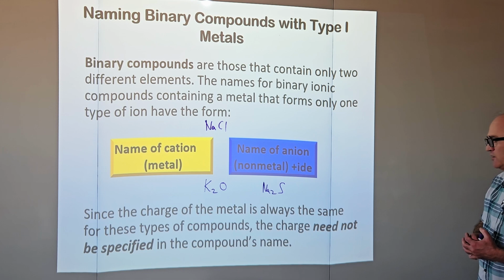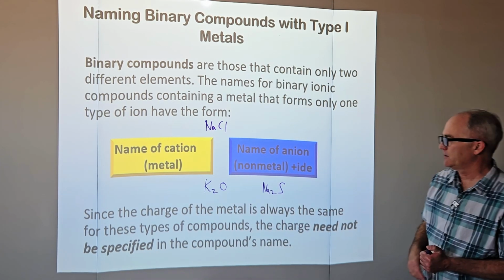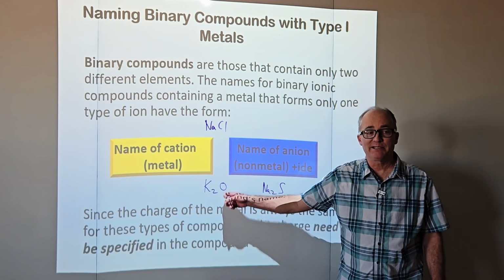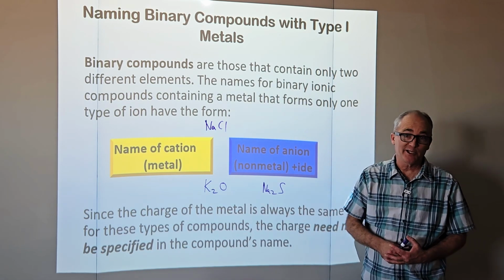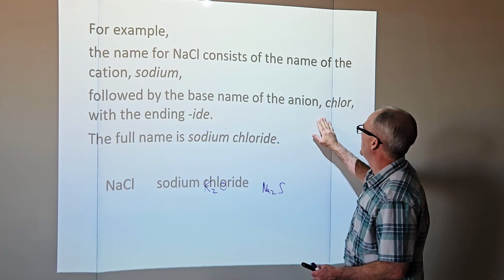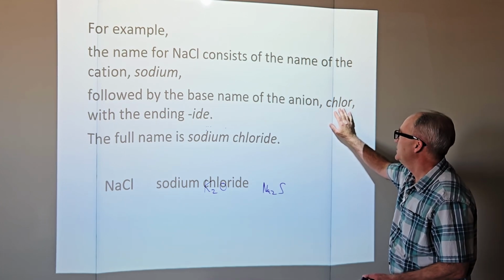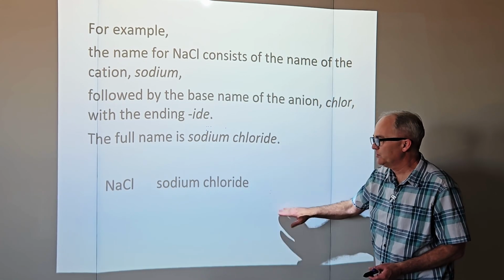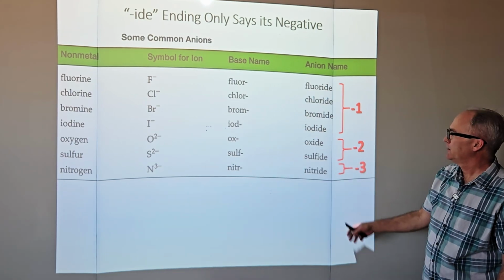Since the charge of the metal is always the same for these types of compounds, the charge need not be specified. I don't say potassium 1 oxide. And I definitely do not go dipotassium oxide. The di and tri we reserve for molecular compounds. Sodium chloride: the metal name followed by the base name of the anion. So chlorine, chop off the "ine" and put "ide" to get chloride. So no sodium chlorines out there, it's sodium chloride. And here's the base names, and they all end in "ide."